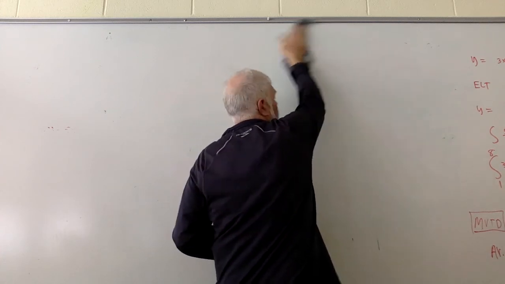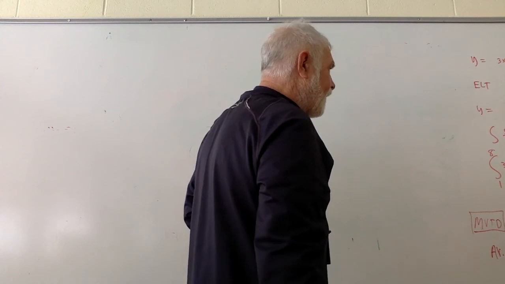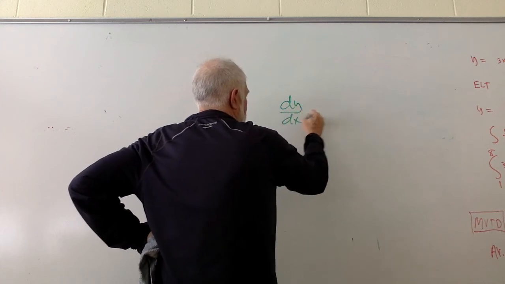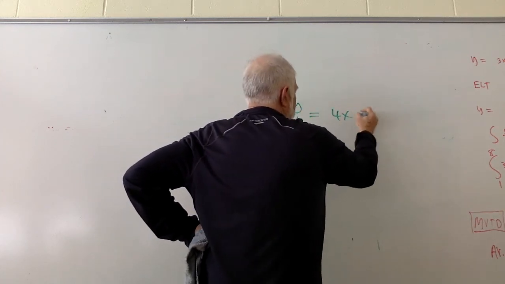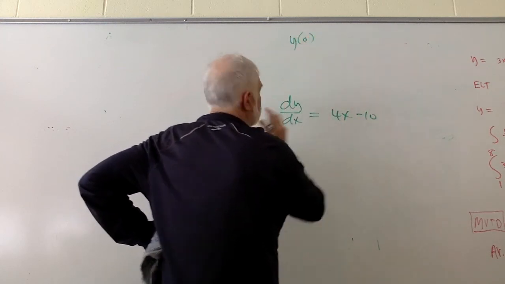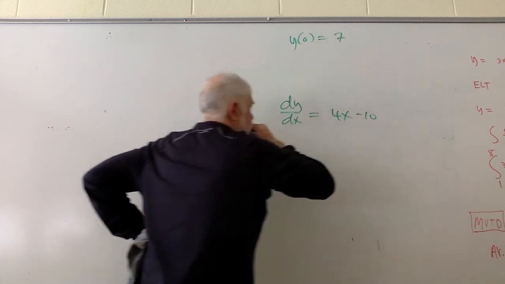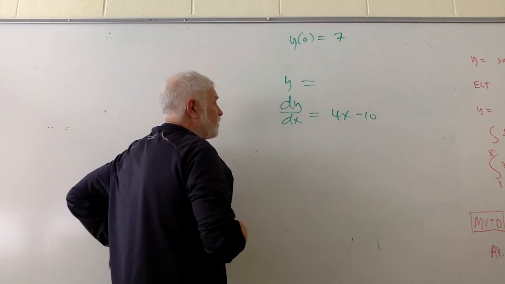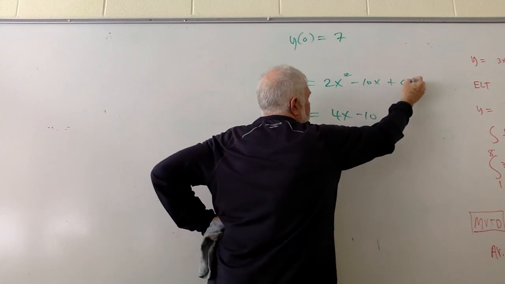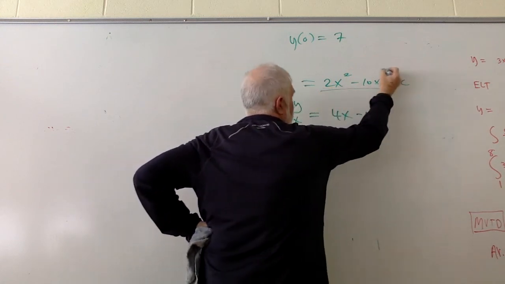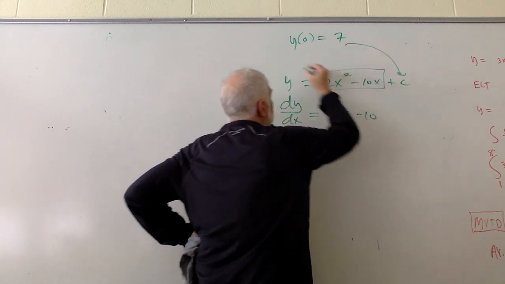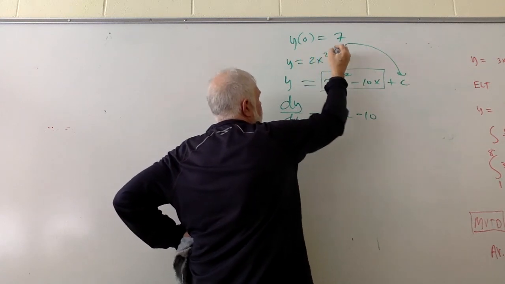All righty, let's see what we have left. Oh yeah, differential equation. So we have dy/dx equals 4x minus 10. And we now know that y of 0 is equal to 7. Okay, so it would be nice if we could say what y is. That's the derivative. It must have come from 2x squared minus 10x plus c. And if I plug in a 0, that part of the polynomial becomes 0. So I guess c is 7. And we have solved what's called a differential equation.